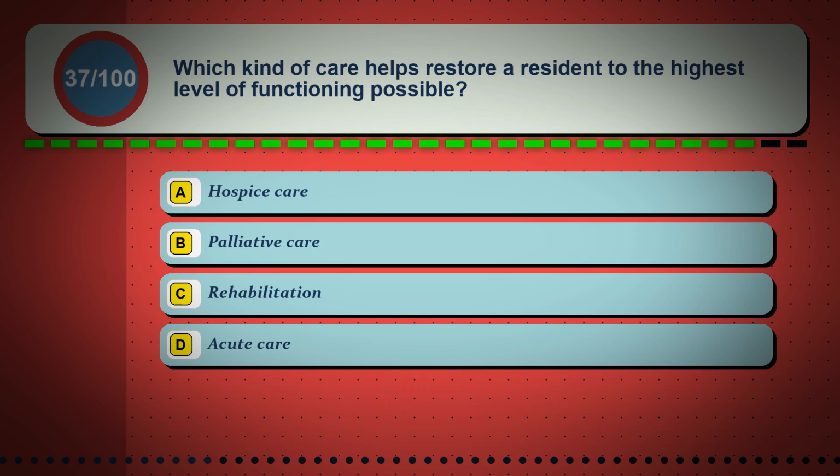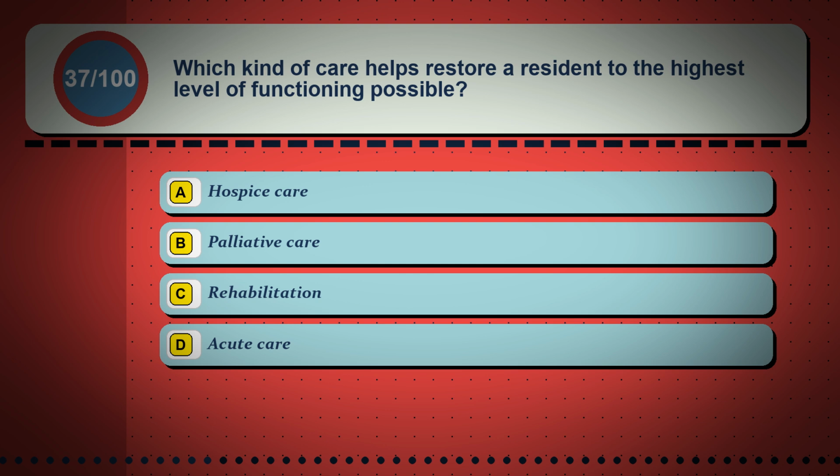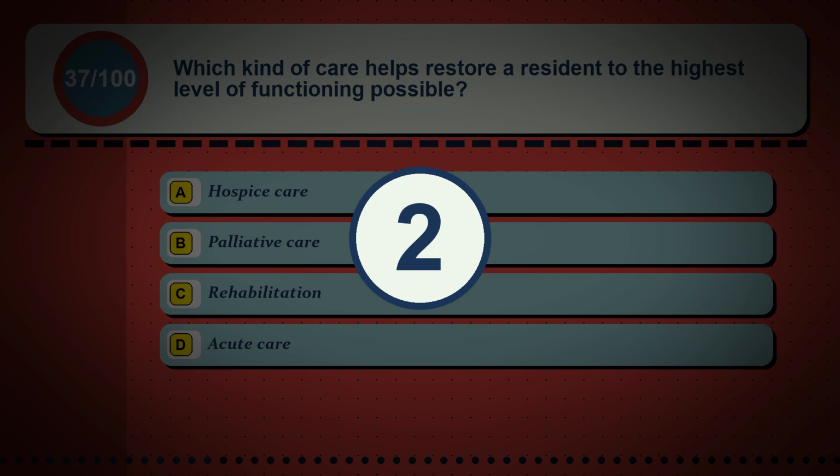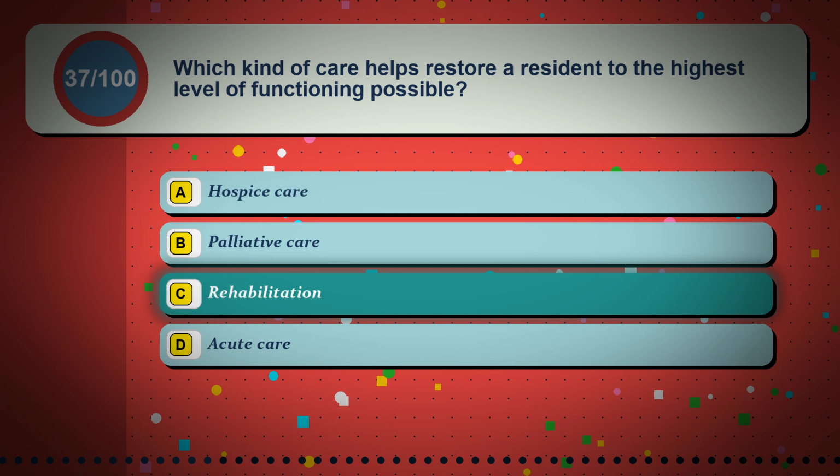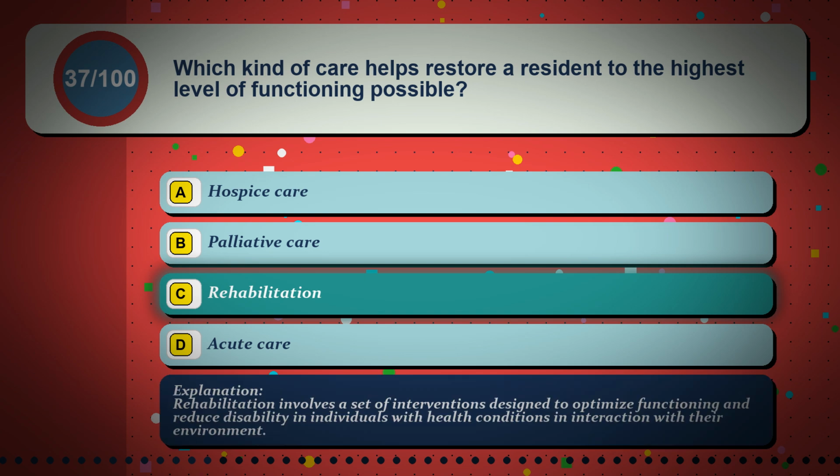Question 37. Which kind of care helps restore a resident to the highest level of functioning possible? Option A, hospice care. Option B, palliative care. Option C, rehabilitation. Option D, acute care. The correct answer is option C, rehabilitation. Rehabilitation involves a set of interventions designed to optimize functioning and reduce disability in individuals with health conditions in interaction with their environment.